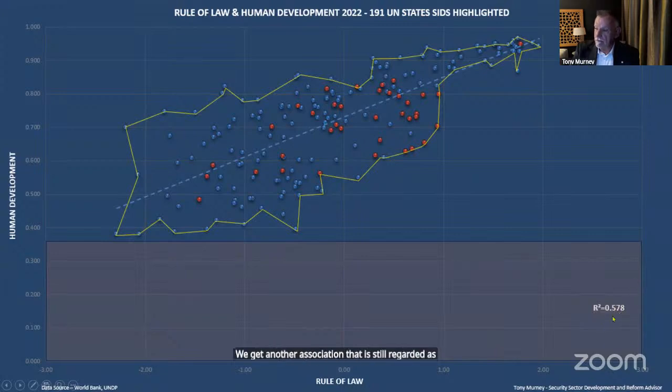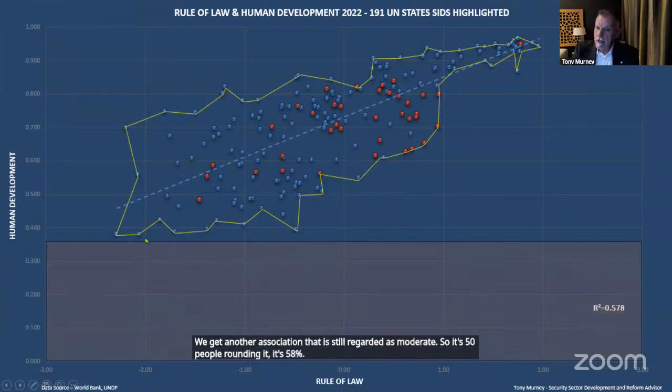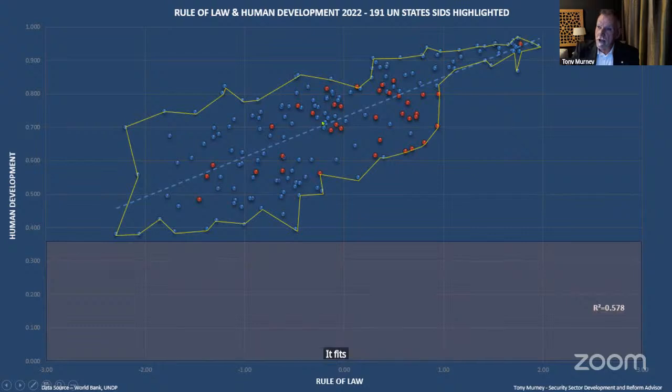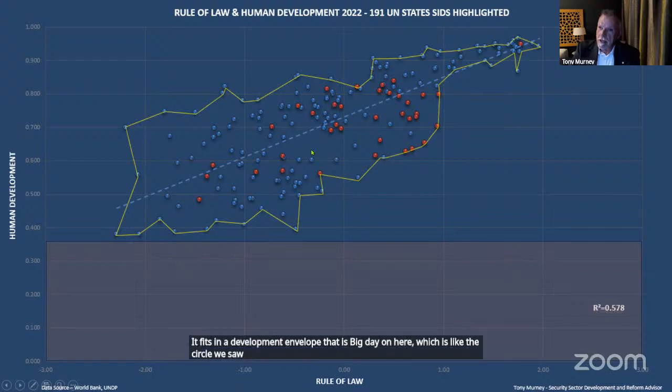So it's 58, rounding, and it's 58%. It fits in a development envelope that is big down here, which is like the circle we saw in the previous one. The association isn't great if you break it down to this pattern, but it becomes really important up here.